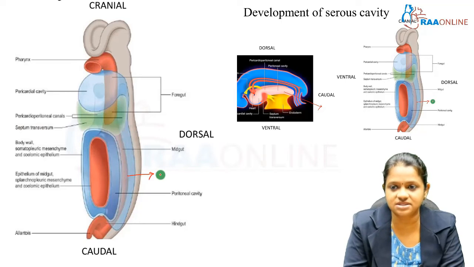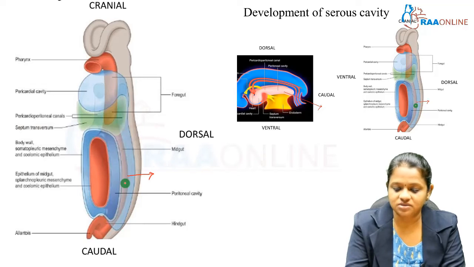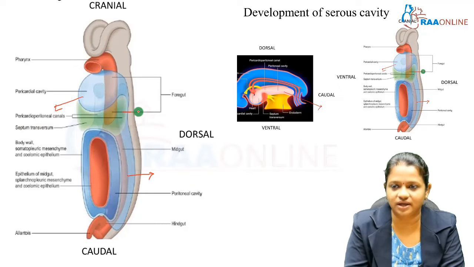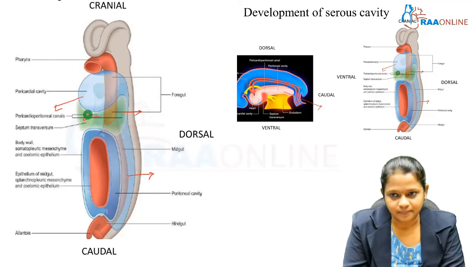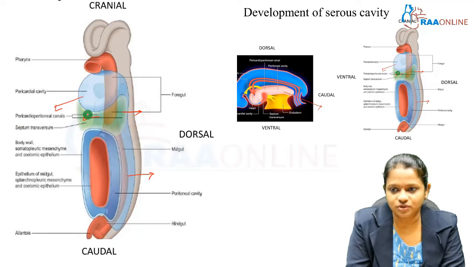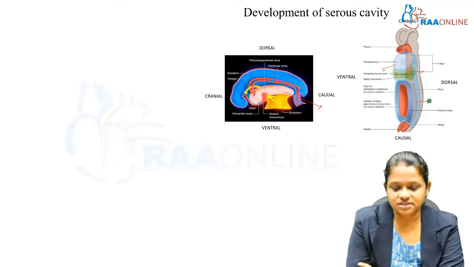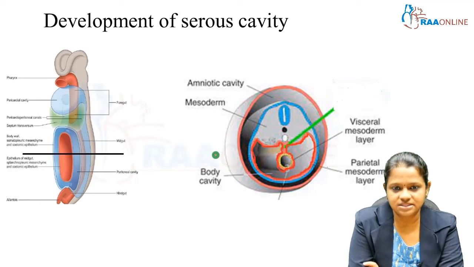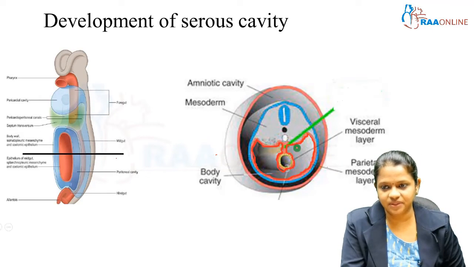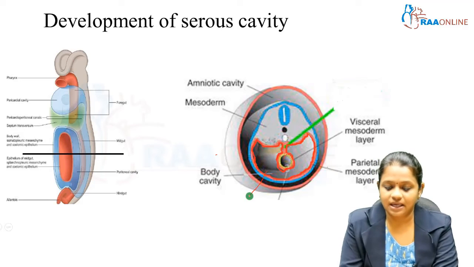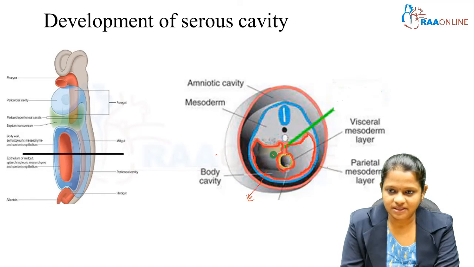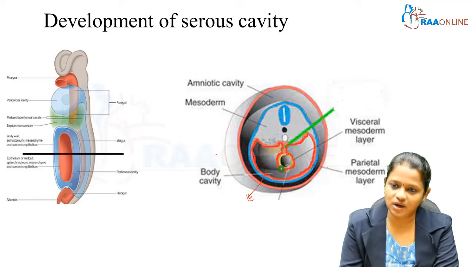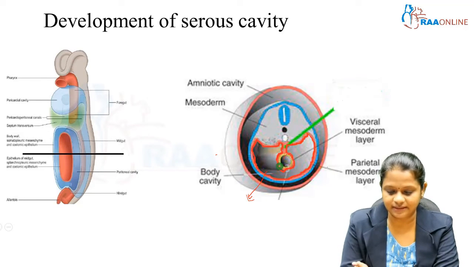This coelomic cavity is a serous cavity and this develops into various serous cavities of the body. So, this develops into pericardial cavity. These two canals on either side of the foregut develop into the pleural cavities and this develops into the peritoneal cavity. This is a section at this level. This is the developing viscera surrounded by the intraembryonic coelom. The inner lining of the coelomic cavity becomes a single layered squamous cell which is called as mesothelium.